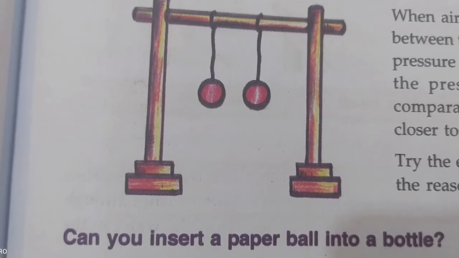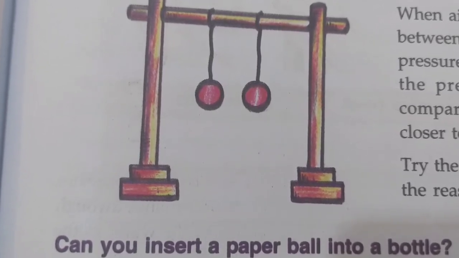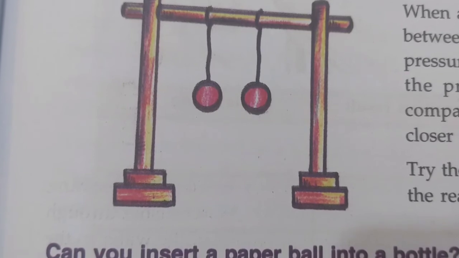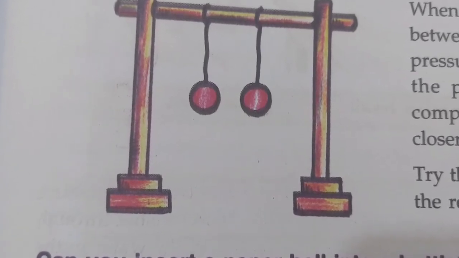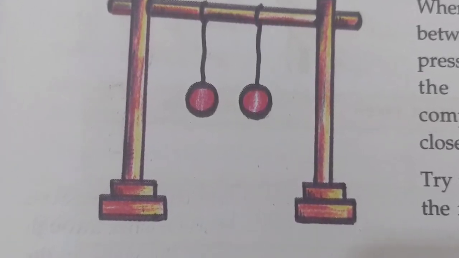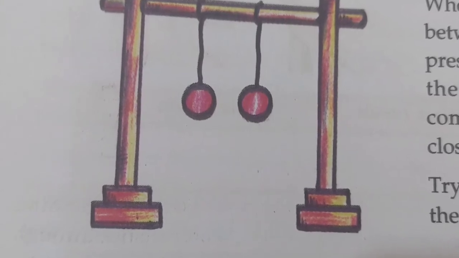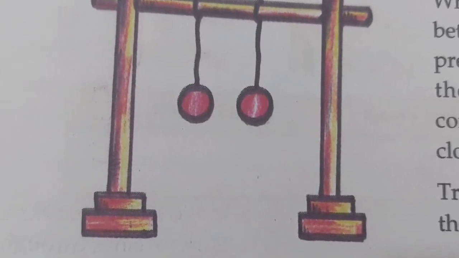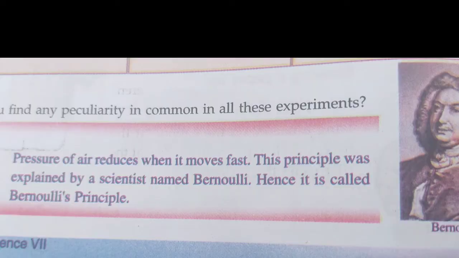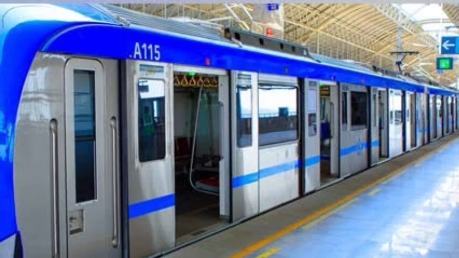When air is blown between the balls, the air between the balls moves faster. As a result, the pressure of air between the balls decreases. As the pressure of air around the balls is comparatively higher, the balls are pushed closer to each other. Pressure of air reduces when it moves fast. This principle was explained by a scientist named Bernoulli. Hence, it is called Bernoulli's principle.